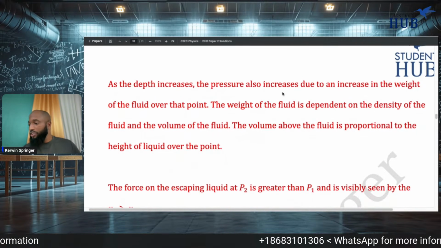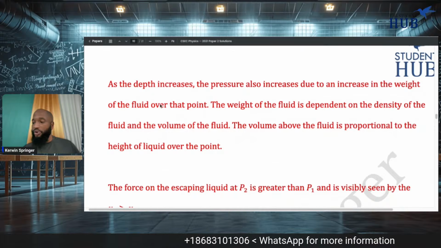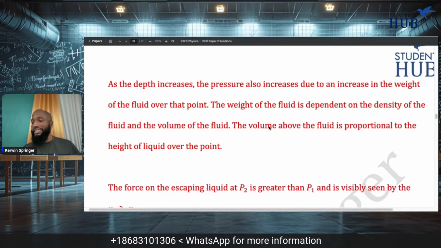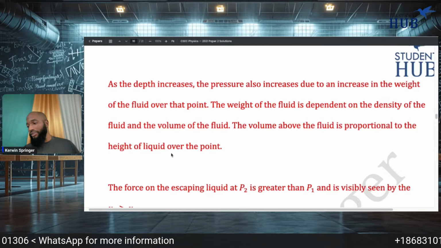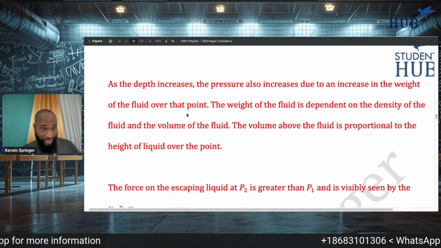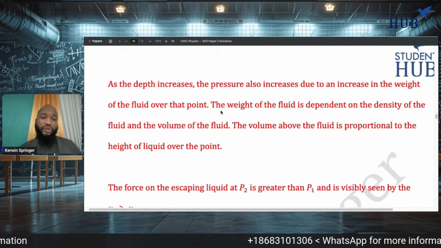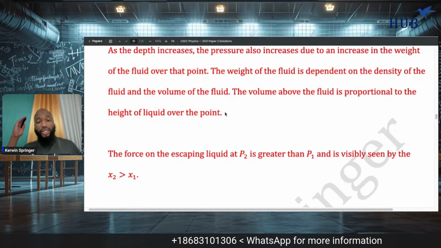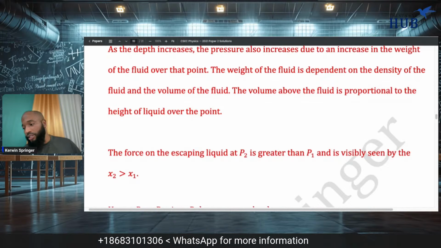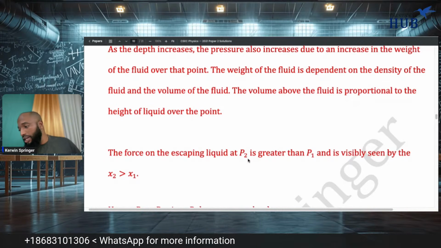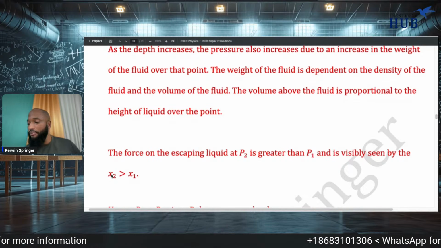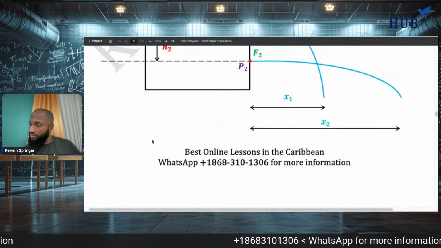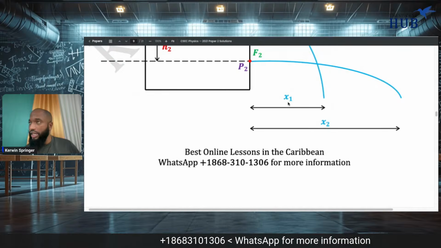So as the depth increases, the pressure also increases due to an increase in the weight of the fluid over that point. The weight of the fluid is dependent on the density of the fluid and the volume of the fluid. The volume of the fluid is proportional to the height of the liquid over the point. This is a very full definition of what's happening here. For those who want to see it, it's on my website, cohenspringer.com. The force on the escaping liquid at P2 is greater than P1 and visibly seen by this distance, X2 greater than X1.